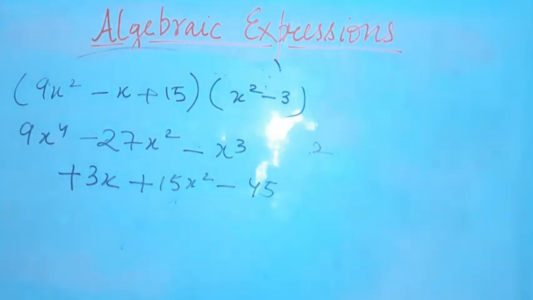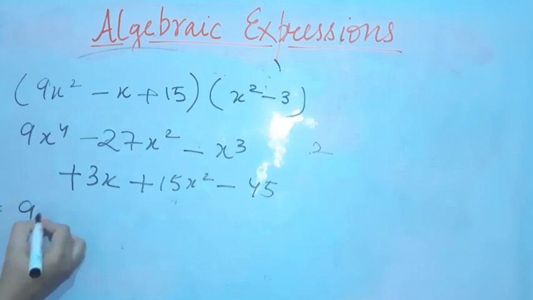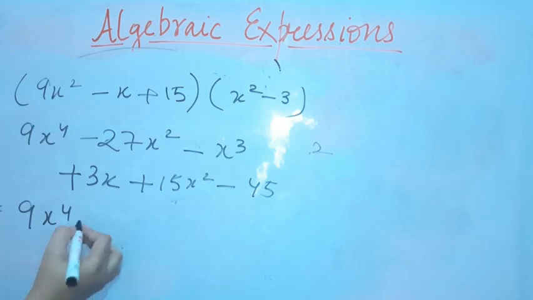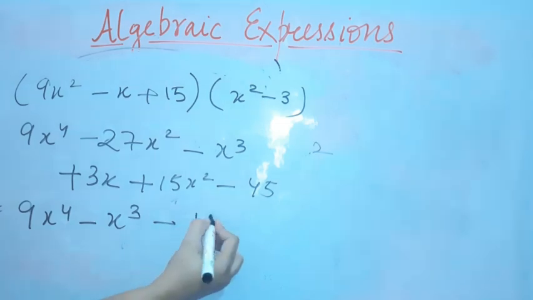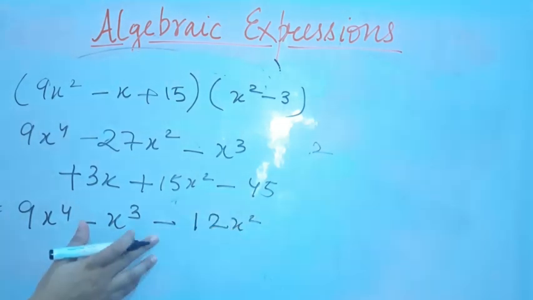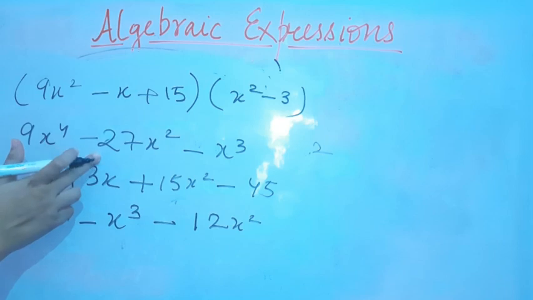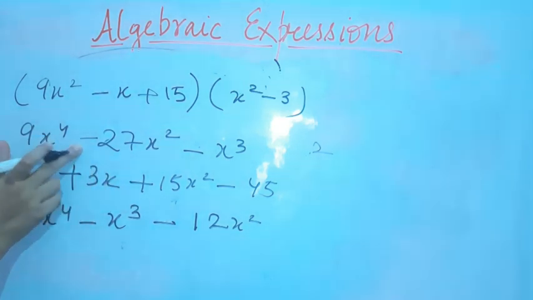Now we have to collect all the like terms together. Minus 27x square plus 15x square are like terms. So when you are going to solve them, plus minus minus, take the sign of the greatest number. So here it will be 9x to the power of 4 minus x to the power of 3 minus 12x square. Why is it minus 12x square? Because minus 27 has a negative sign, and this is the greatest number.